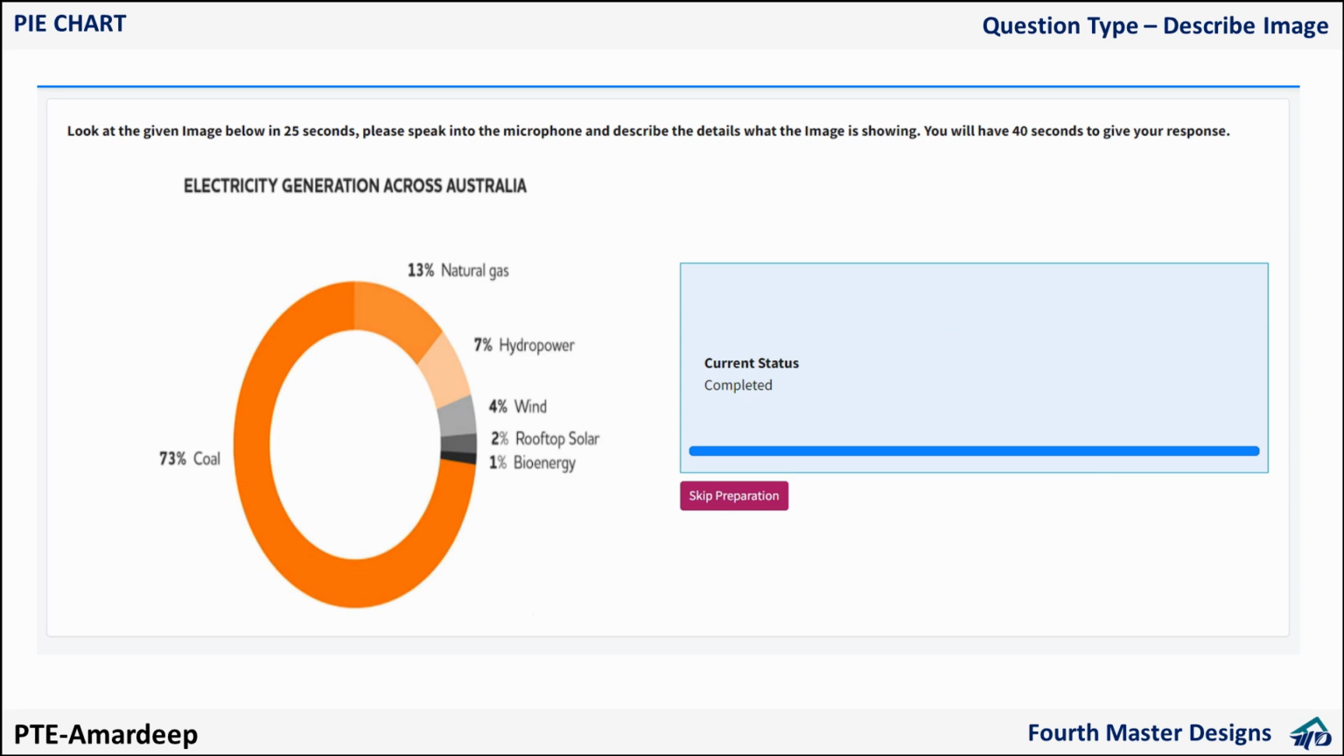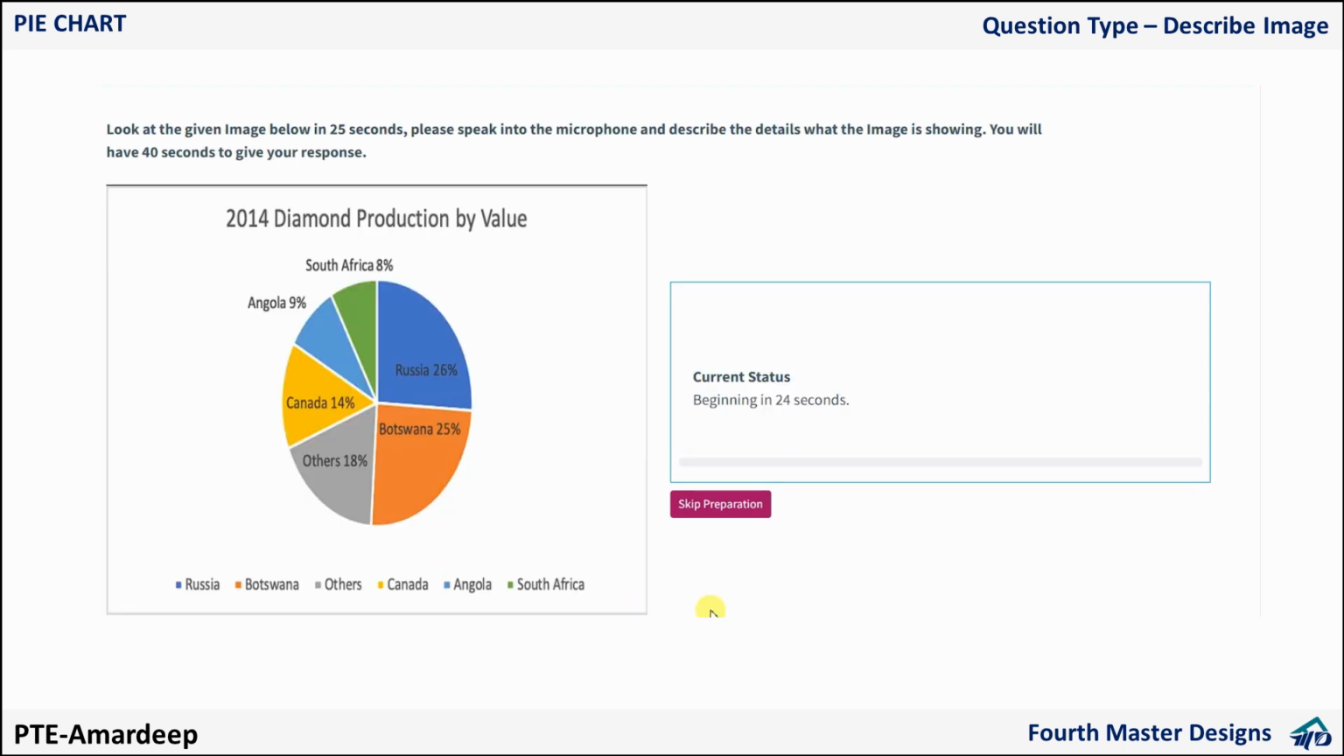Okay, let's jump on to one more. Okay, so see, this is 2014 diamond production by value. The highest is Russia. Then we have Botswana 25. If you don't know how to pronounce, then whatever you are going to say, just decide. Then we have South Africa 8, Angola 9, Canada 14, and others 18.